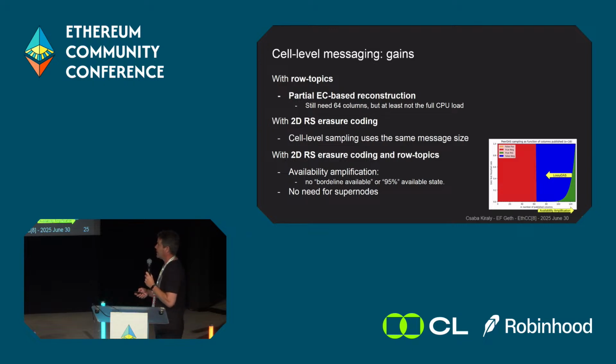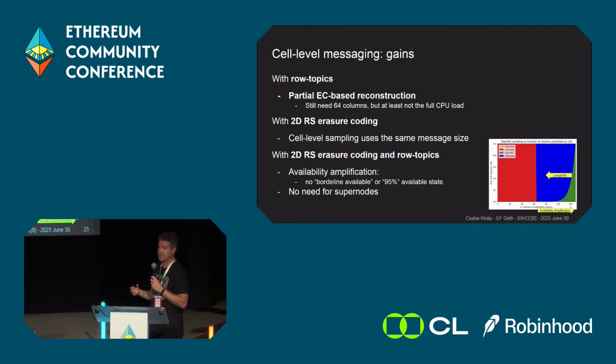If instead we introduce the 2D Reed-Solomon erasure coding in the system, we can do cell-level sampling, and there we are using the cells. Finally, if we are getting to the full picture, we are introducing the 2D Reed-Solomon erasure coding and the row topics. Then we get a very important property, actually 2 of them. One is that we don't need supernodes anymore. Every single node will be able to start reconstructing. You are getting cells, and as soon as you have the cells, you can start reconstructing a single column or a single row, even if you are not a supernode getting half of the columns, as now in PDDoS.